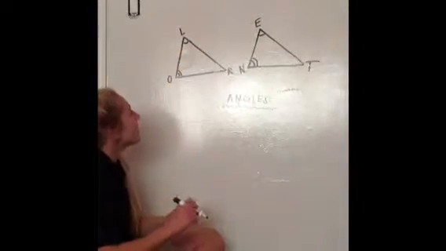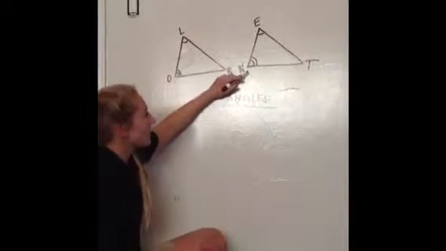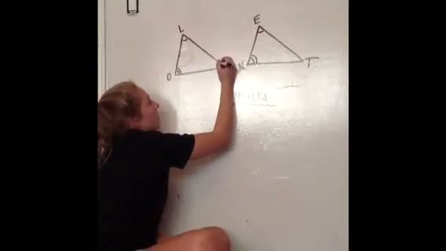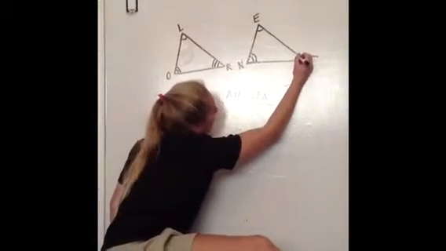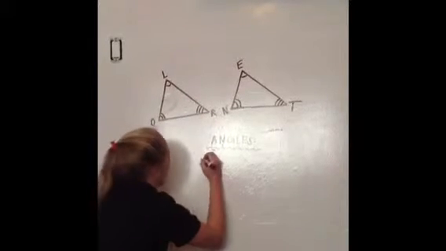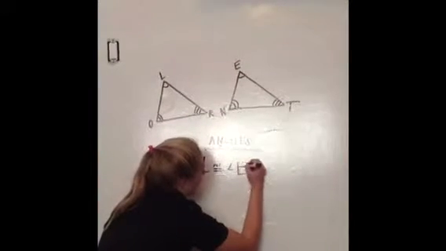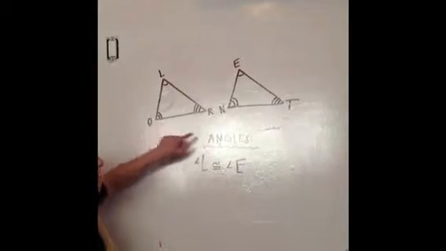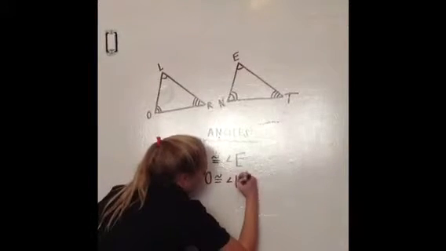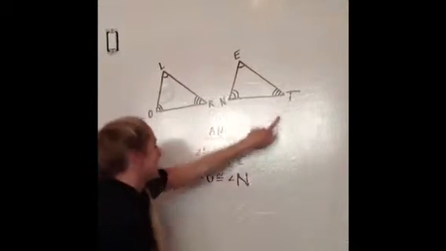For example, it is given that angle L is congruent to angle E, and that angle O is congruent to angle N. So, by the third angles theorem, angle R must be congruent to angle T. Like mentioned before, these congruency marks show that angle L is congruent to angle E, and that angle O is congruent to angle N, and also that angle R is congruent to angle T.